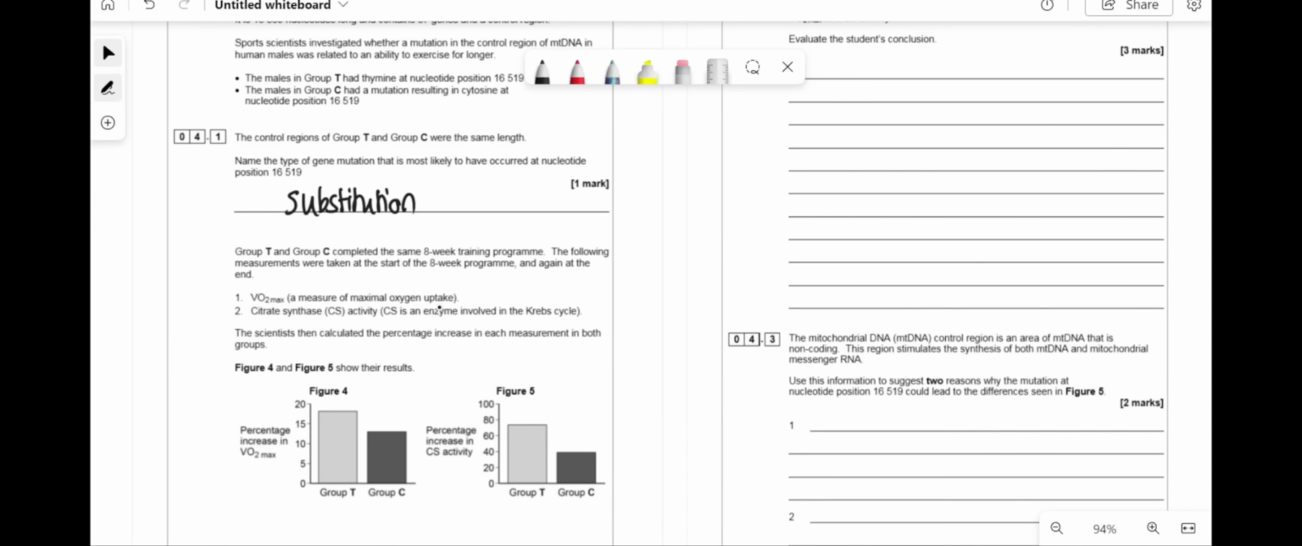The scientists then calculated the percentage increase in each measurement in both groups. So Group T has a bigger percentage increase in VO2 max compared to Group C, but both of them still had an increase in VO2 max. Okay, percentage increase, if it's a 0, it means there's no change. If it was negative, it means it decreased. So both of them still had an increase. The increase is higher in Group T. Same goes with CS as well. They both still had an increase because none of them are 0 and none of them are negative, so there's no decrease. It's just Group T has a bigger increase.